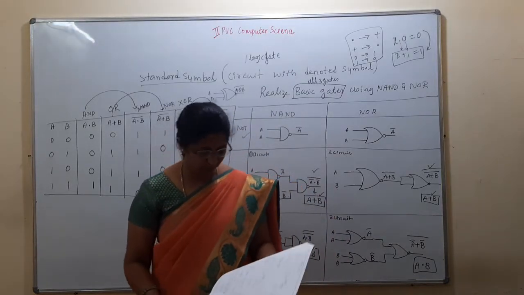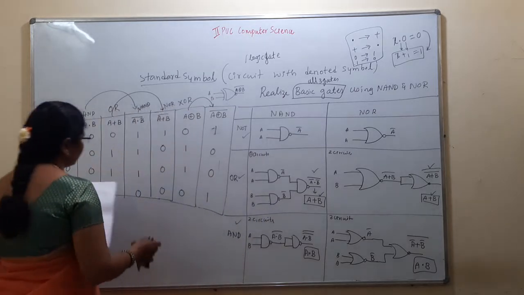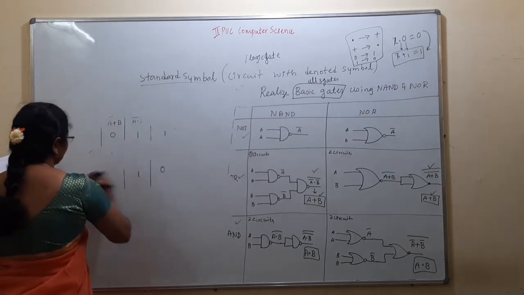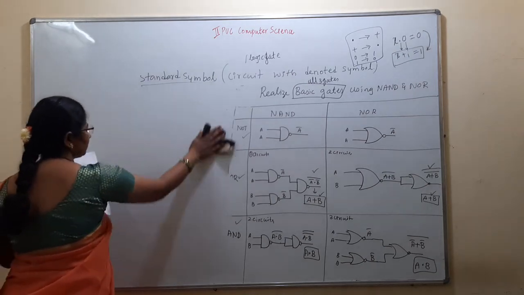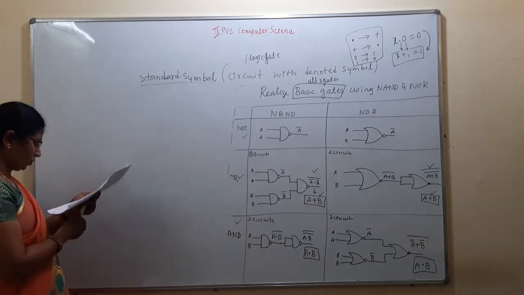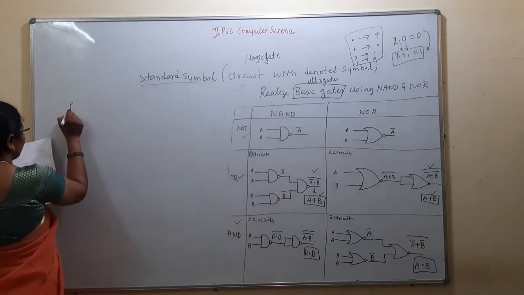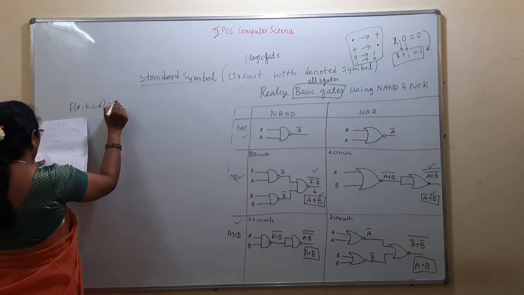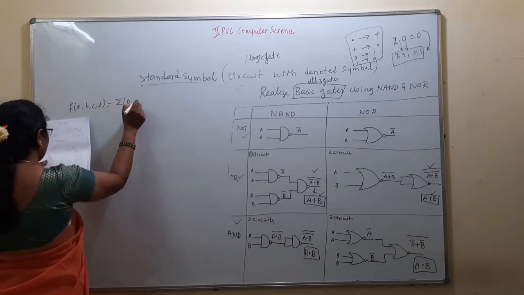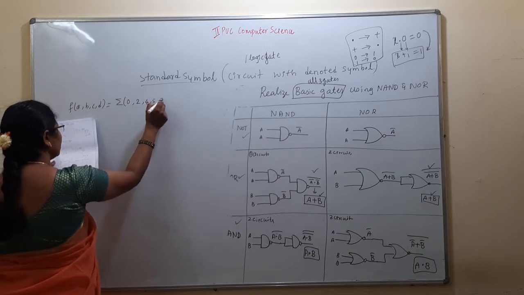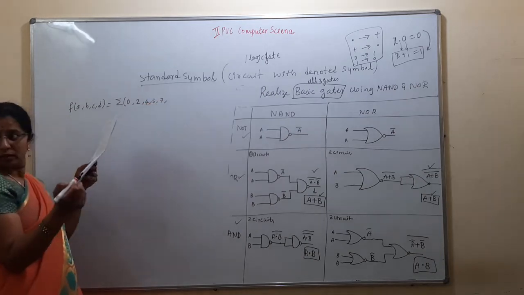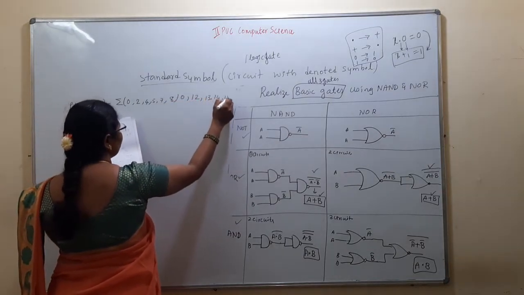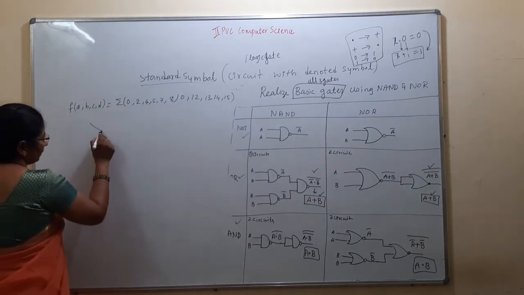So maximum, this one everyone wrote. I was revising the question paper, students, completely. So they have written f of A, B, C, D equal to the question asked. M0 is there, it is a sigma. 0 is there, 2 is there, 4 is there, 5 is there, 7 is there. Then 8, 10 is there. Then 12, 13, 14 and 15 is there. So write the K-map.